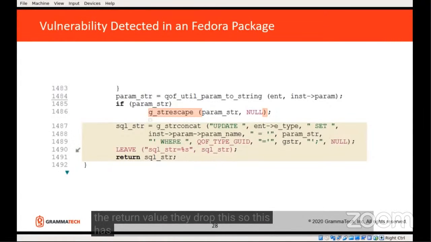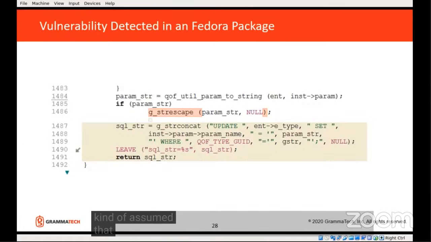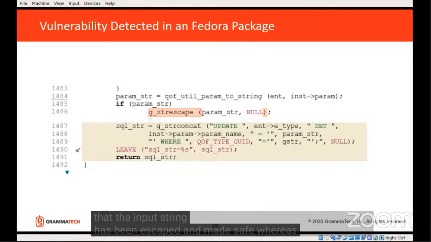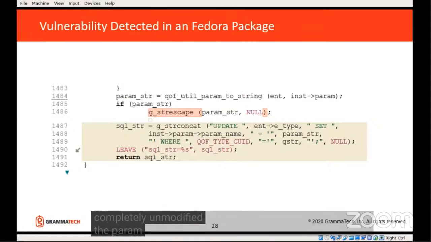So this has the problem that the newly allocated escape string is a memory leak, but more importantly, the developer has kind of assumed that the input string has been escaped and made safe, whereas according to the specs of g_strescape, it actually leaves the input string completely unmodified. The param string is then later used in constructing this SQL query, and therefore this is a typical SQL injection attack.